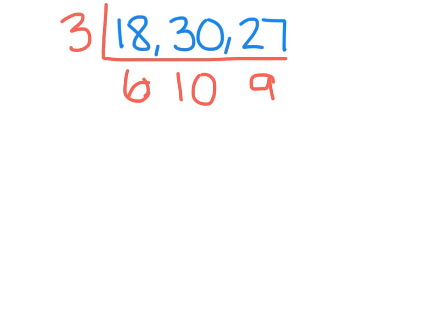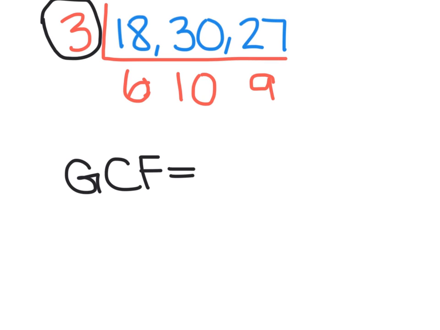Look at the outside layer of my cake. I only have 1 layer, and it's the number 3. So the greatest common factor of 18, 30, and 27 would be 3. That's the largest number you could divide all 3 numbers by.